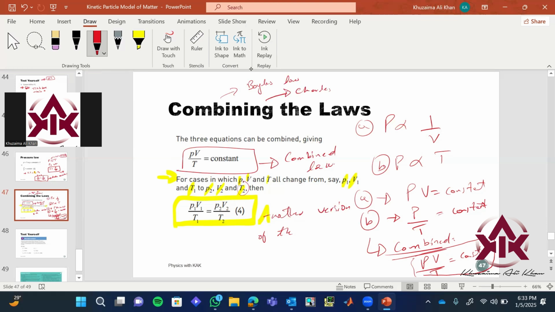So what was Boyle's law? Boyle's law was that pressure is inversely proportional to volume. And what was Charles's law? That volume is directly proportional to temperature. So either way is fine. Or you can also say it is combining the pressure law. What was the pressure law? The pressure law was saying that pressure is proportional to temperature. And this is another version of the combined law. This is pretty simple.